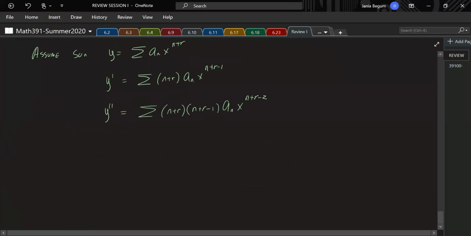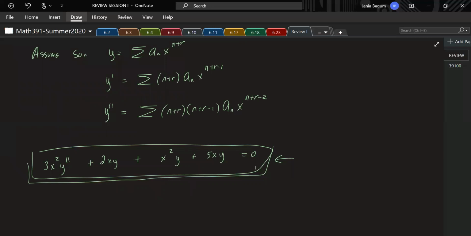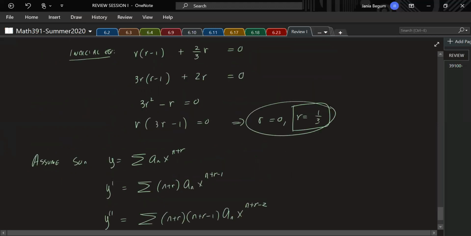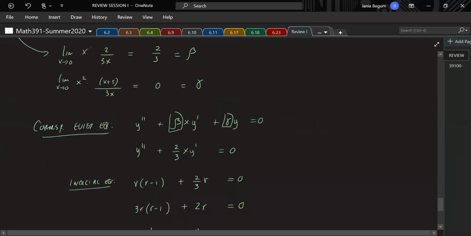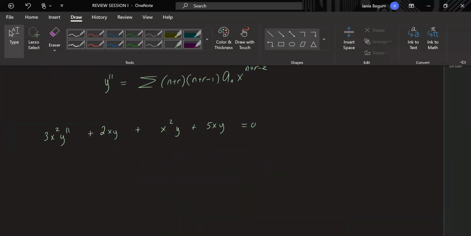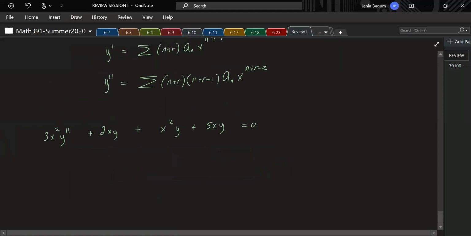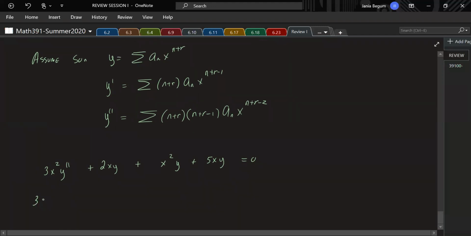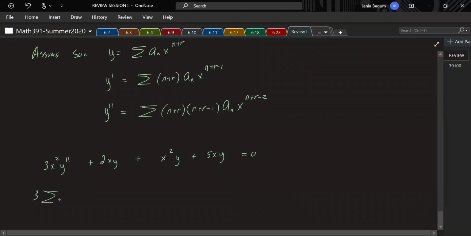So we plug our summation into this form. Let me erase the box. Okay, so what happened as we plug these in? We have 3 times, as I push in x squared into the second derivative, the sum of (n+r)(n+r-1) a_n x to the power, the minus 2 and the 2 will cancel out, it's just n plus r. That's nice.